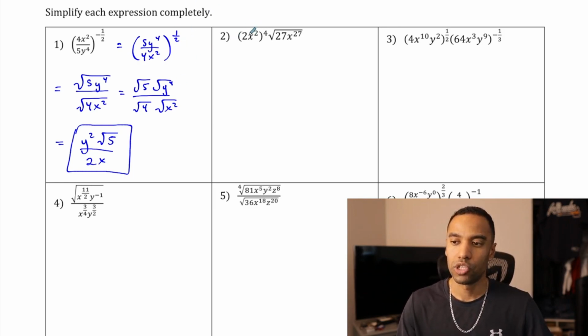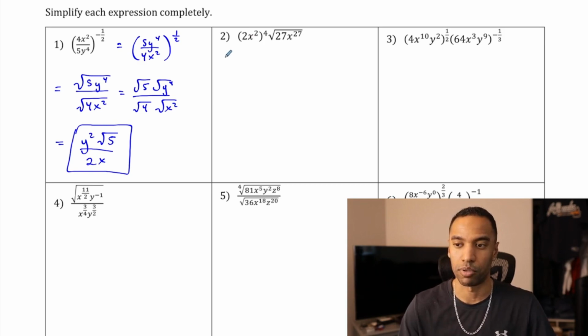Okay, number 2. 2x squared is all being raised to the 4th power, and then we're taking the square root of 27x to the 27th. So raising to the 4th power does mean you are raising the 2 to the 4th power as well. To put it bluntly, it is 2 to the 4th times x squared to the 4th.